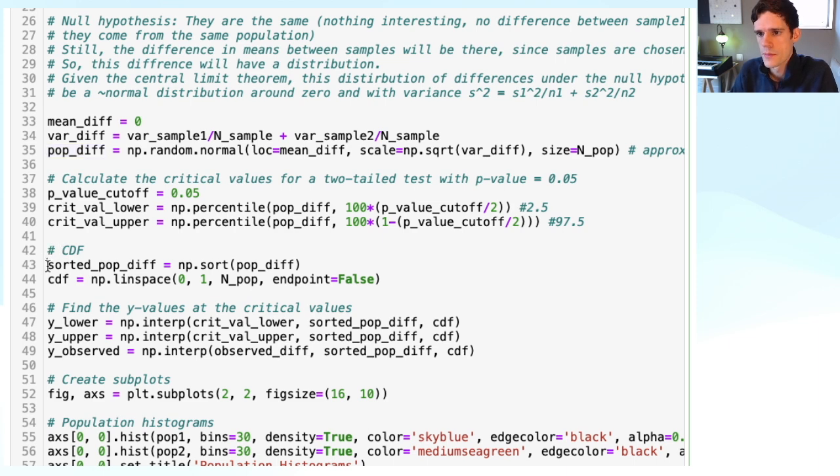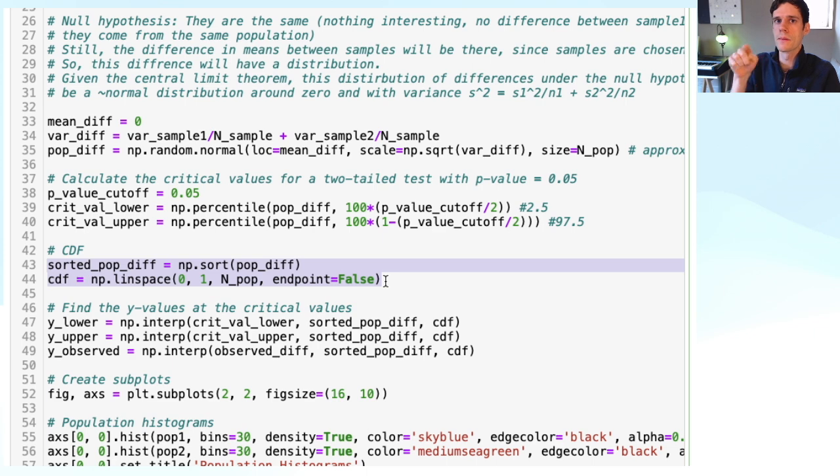The next step is to create a cumulative distribution function. Now, this can be very easily done by making two arrays. The first array will just be the sorted array of our population of sample differences. And then the second array will be this array of linearly spaced numbers between 0 and 1, which will be the same size as the underlying population. In this case, 100,000 points. And these two arrays will together represent our cumulative distribution function.